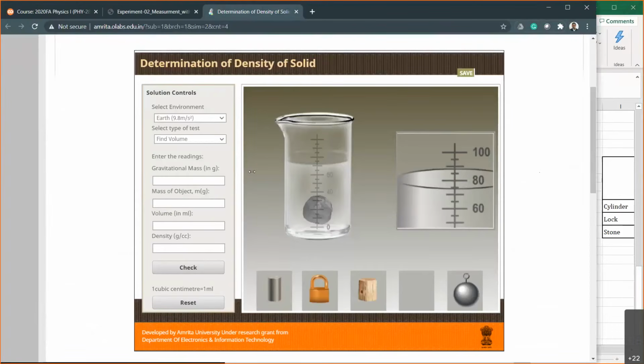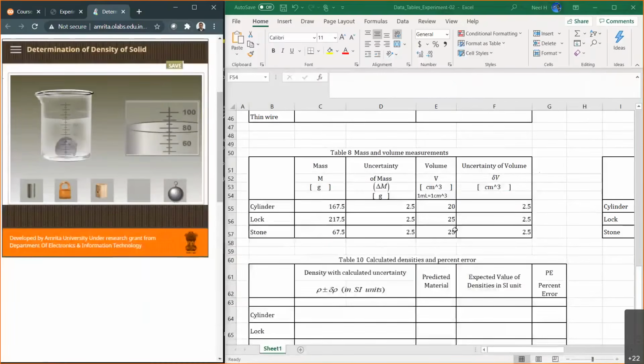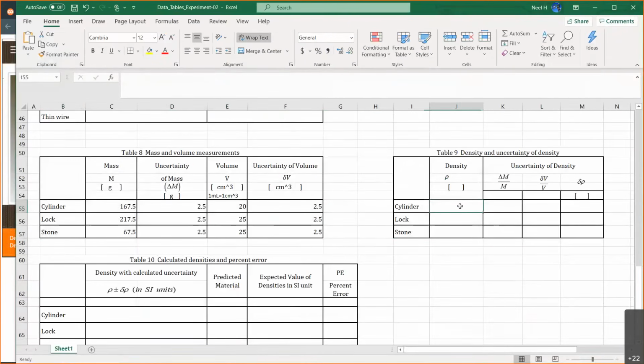Okay, seems to be fine. Then let's continue. Now we already have mass and volume, with all the units and everything. All we need to do is the calculation for the density. That's very simple. You know density is mass over volume. So let's type the equal sign: mass of the object cylinder divided by volume of the object cylinder.